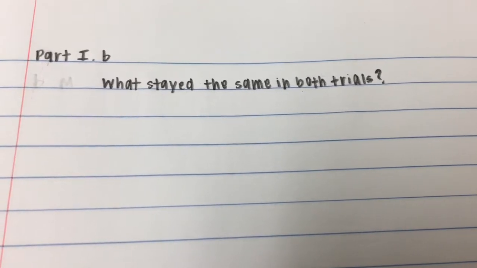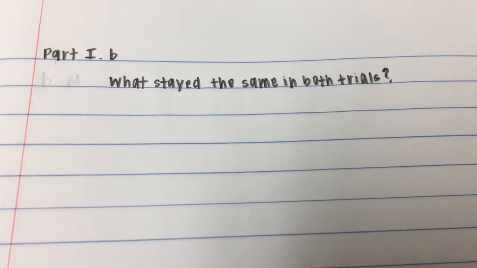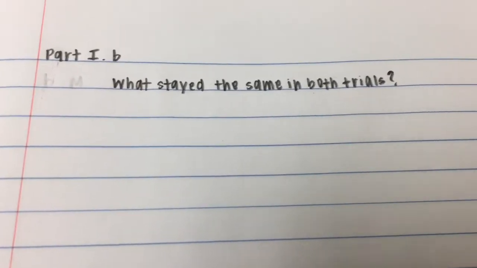What stayed the same in both trials was that we were trying to figure out in how many ways a number of elements could be selected, and we also used the same group of elements in both trials.